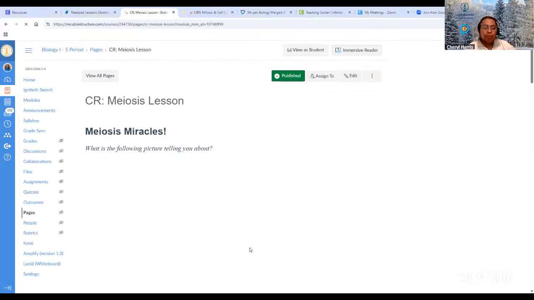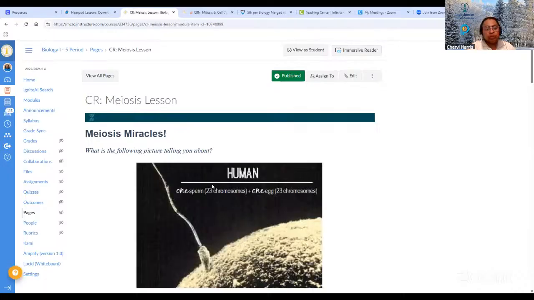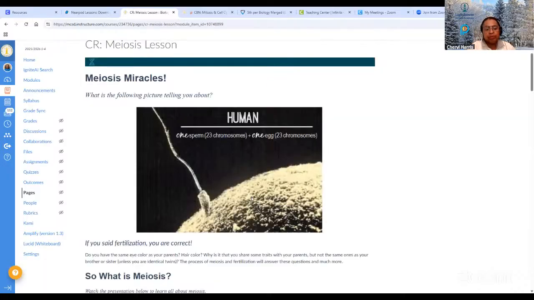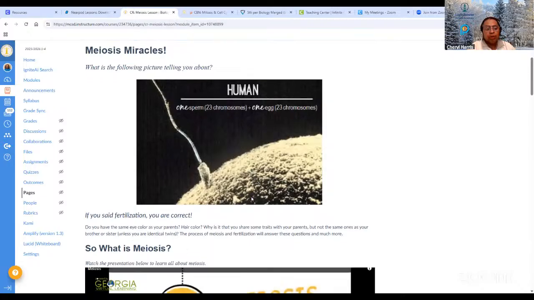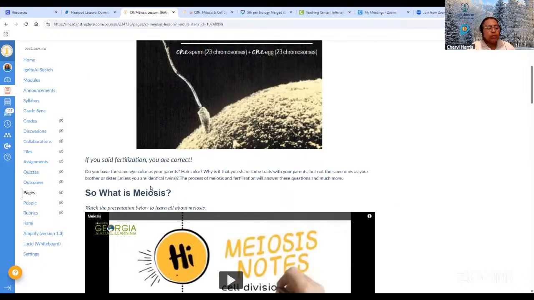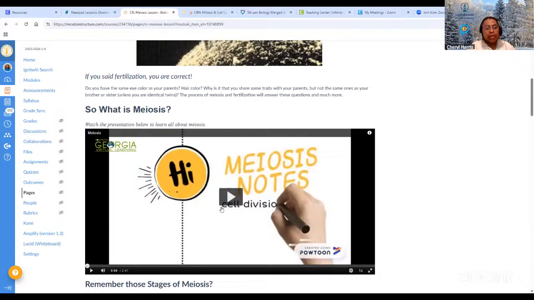All right, so the Nearpod for that is right behind this in the module. It should also be on your desktop. The important thing to remember about meiosis is it only happens in two kinds of cells, the gametes. The gametes are the egg and sperm cell. All mitosis happens in all the other cells of the body.